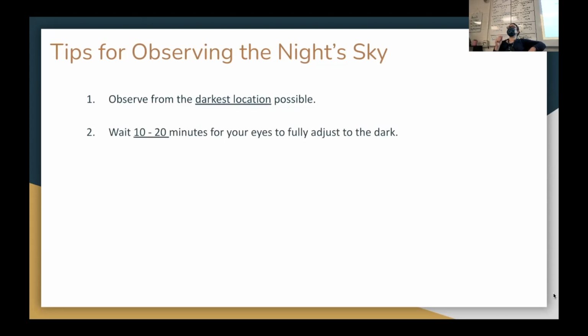Secondly, you need to wait 10 to 20 minutes for your eyes to fully adjust to the dark. That seems like a long period of time, but that's how long it takes for your pupils to fully dilate to the biggest they can get so you can really take in the stars. This is particularly apparent if you're in a really dark area. If you sit in the dark, you will notice over that 10 to 20 minutes, you'll be able to start seeing more stars. So wait that time for your eyes to fully adjust.